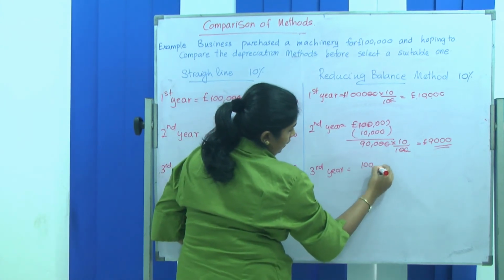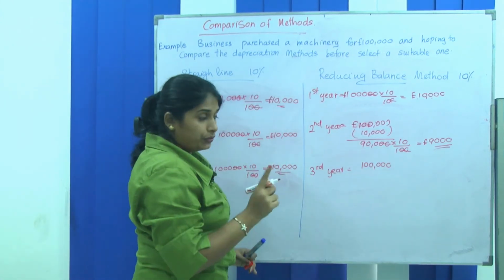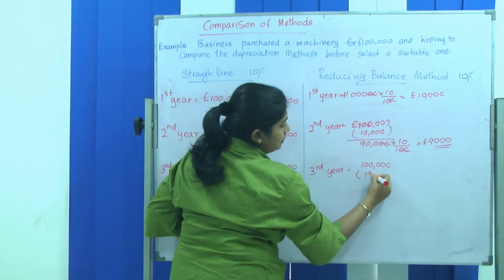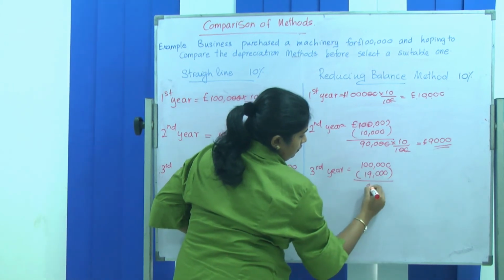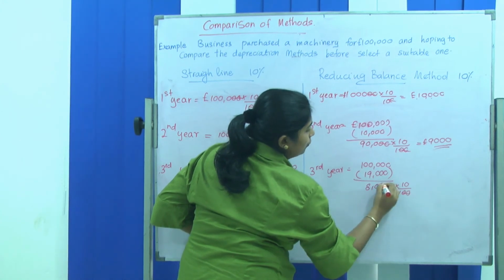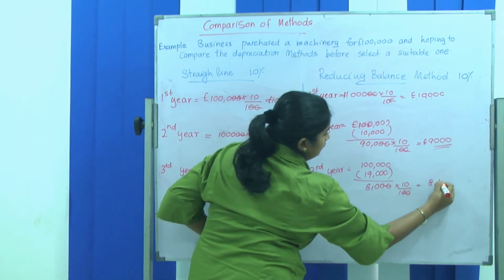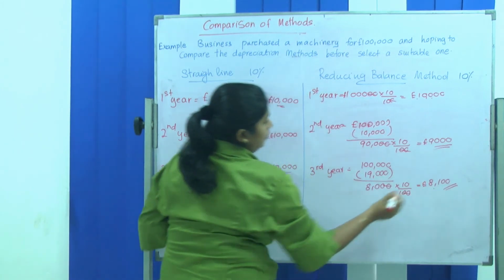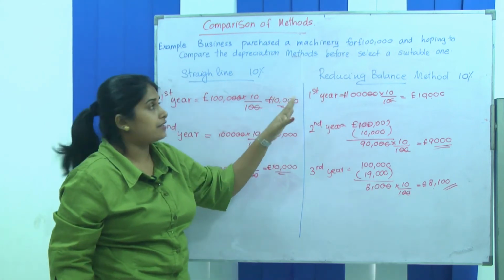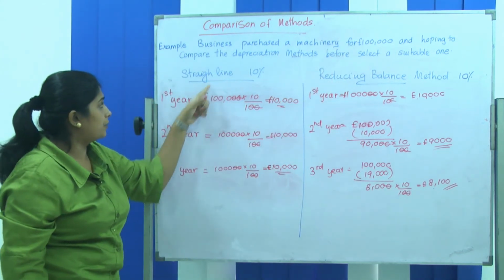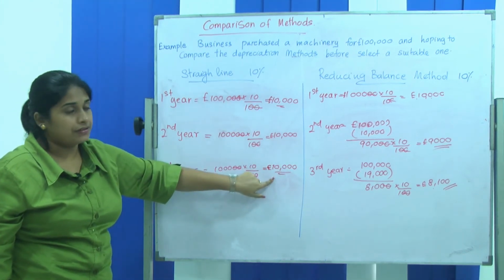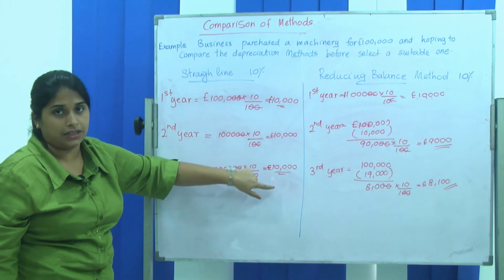So the third year will be the cost, same 100,000, but before you calculate the depreciation charge, the first 2 years, that means 19,000, should be subtracted before you calculate the depreciation charge. Now, the same percentage has been used for the same asset, but when they are using the straight line method, each year it will be deducted by 10,000, 10,000.